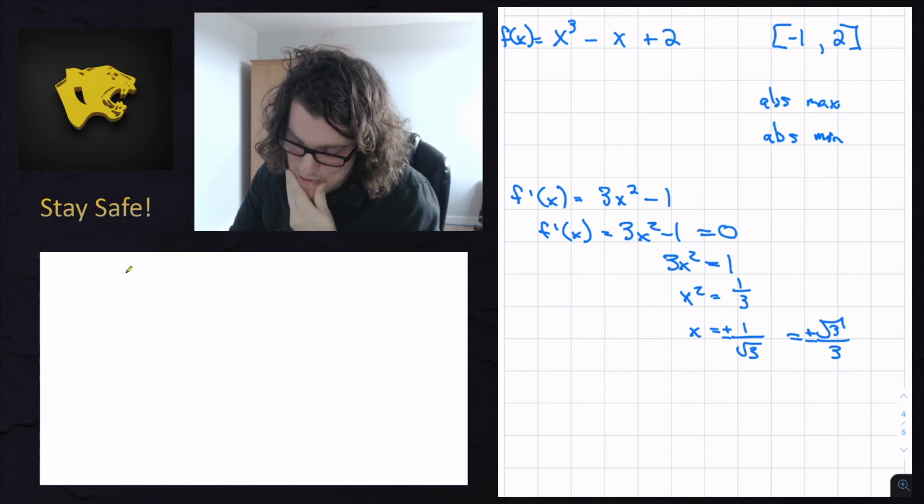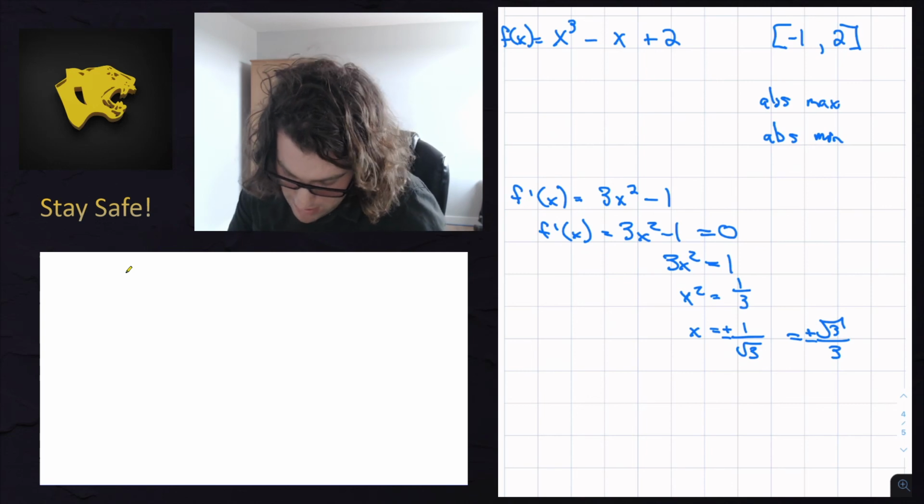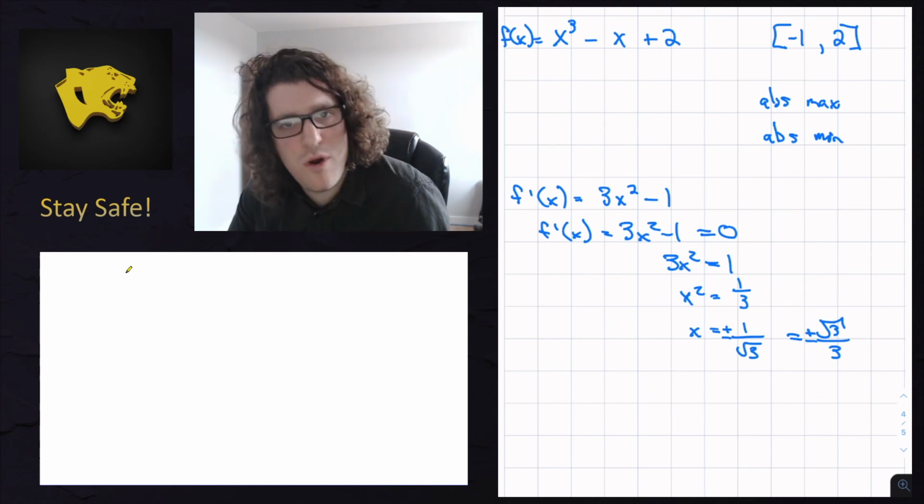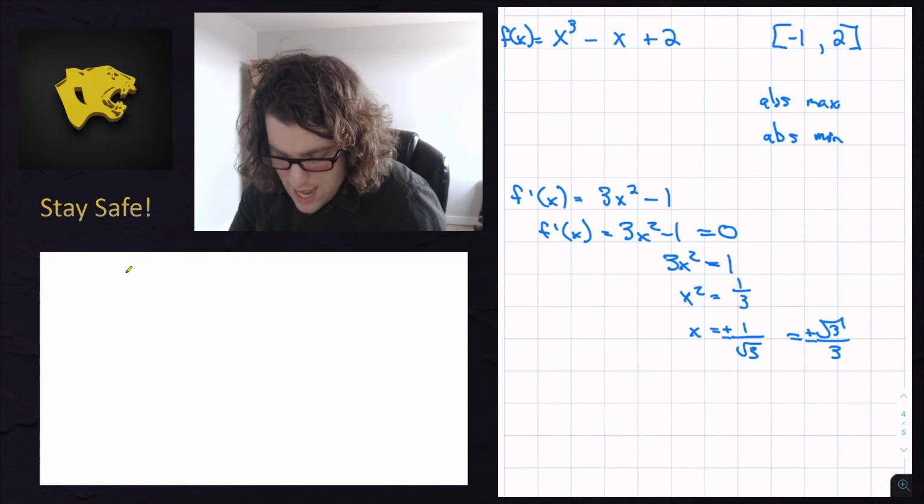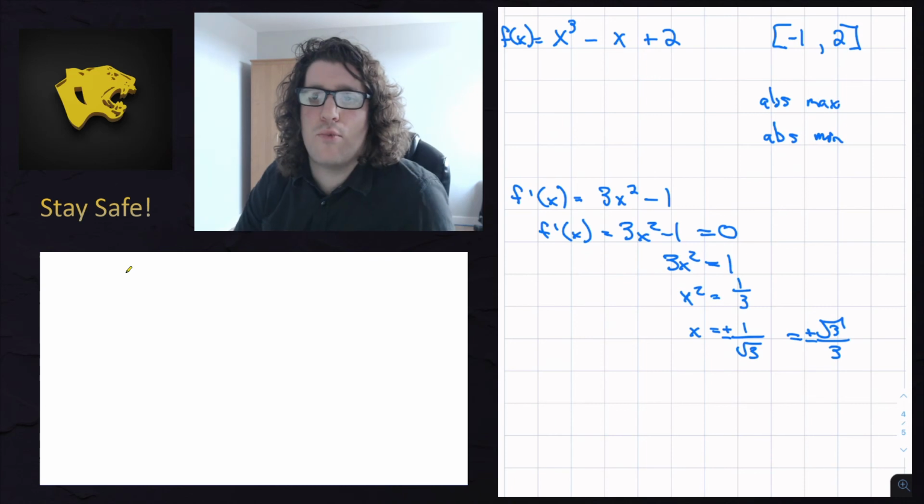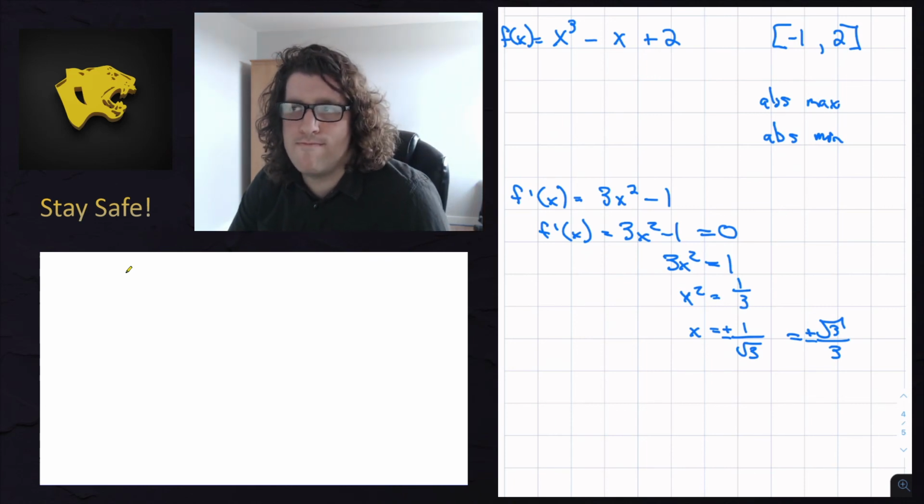So they are both between those two. So I have a potential local minimum there and a potential local maximum there. And so if I want to find whether they are the absolute maximum or the absolute minimum, I'm just going to compare them.